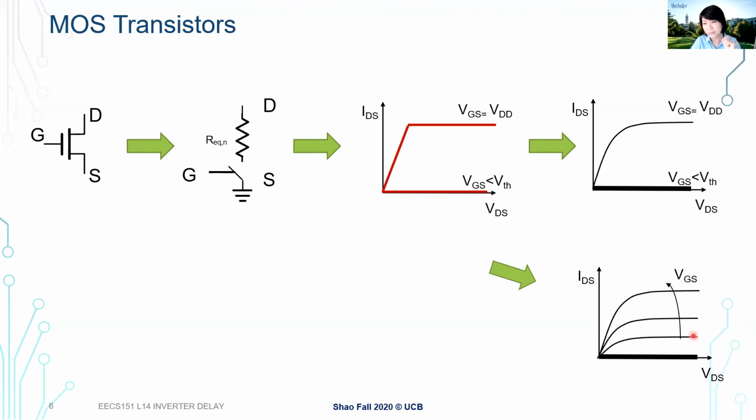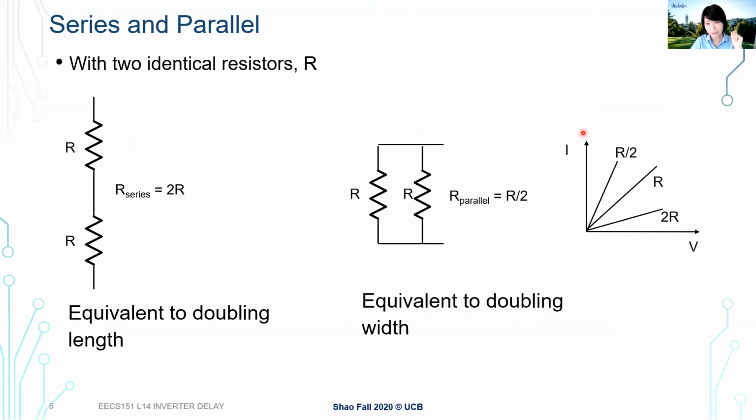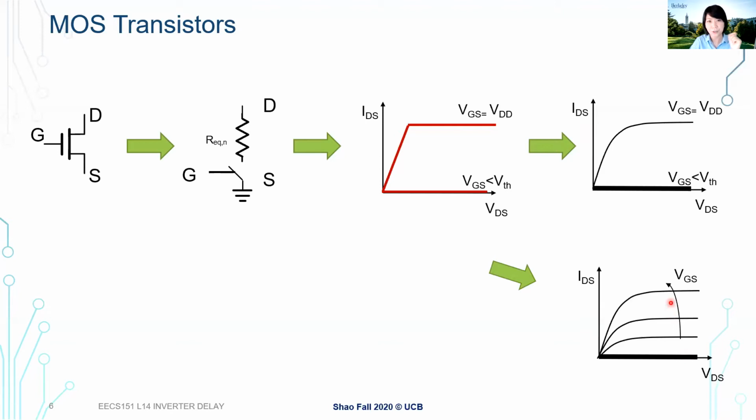So the different lines here, we use the same symbol, remember the variable resistor symbol here. So this is again our variable resistor. Basically with different gate voltage, we also have different resistance. Remember the slope is basically the resistance of the circuit or the MOS transistor here. So here we have different slopes because we have different gate voltages.